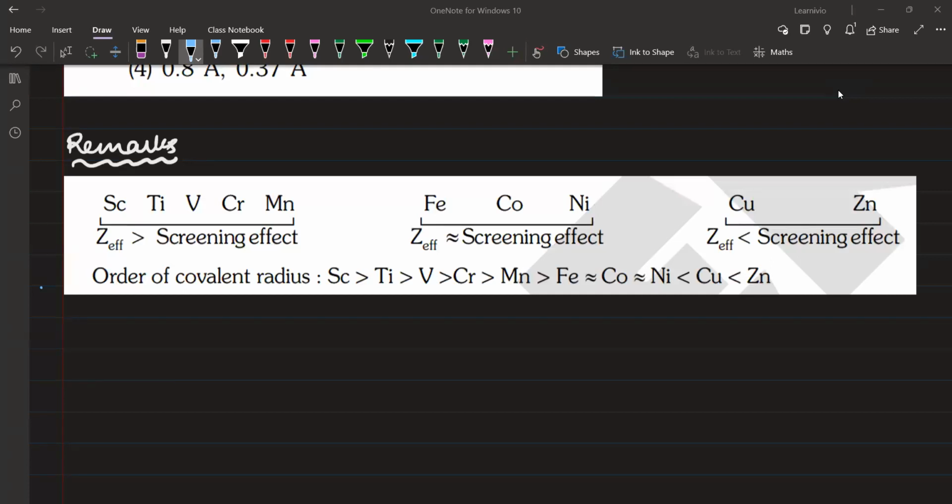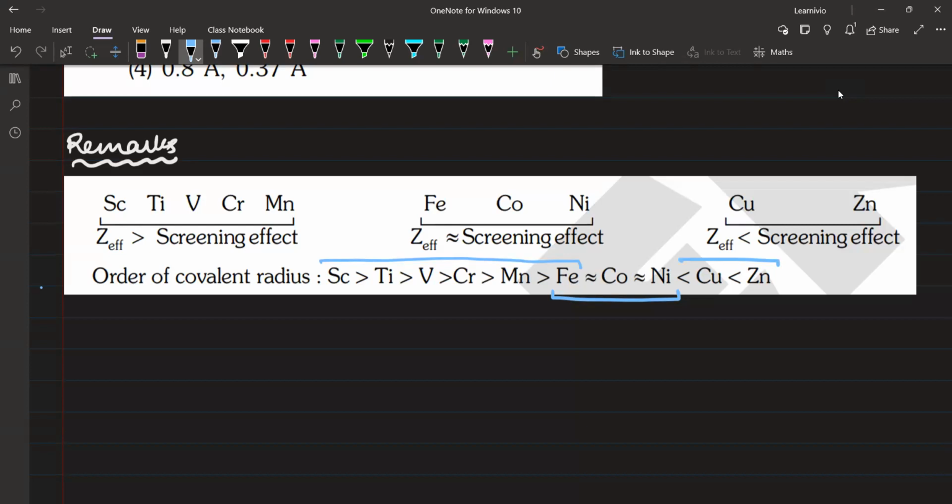तो जहां पे Z effective ज्यादा होगा, वहां पे क्या होगा? धीरे धीरे size shrink होगा. If you go from scandium to titanium to vanadium to chromium to manganese, Z effective is increasing. When the Z effective increases, the size will decrease, and you can see that happening till here. After iron, cobalt, nickel, what is going to happen? All of these will have almost the same size. When I go from nickel to copper and zinc, then the size will start to increase because Z effective is not anymore dominant.